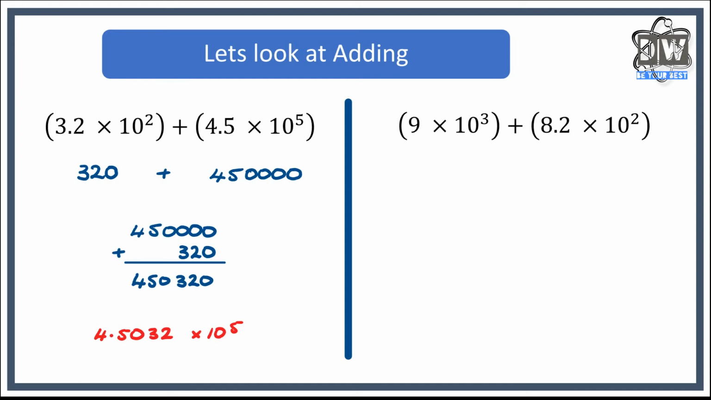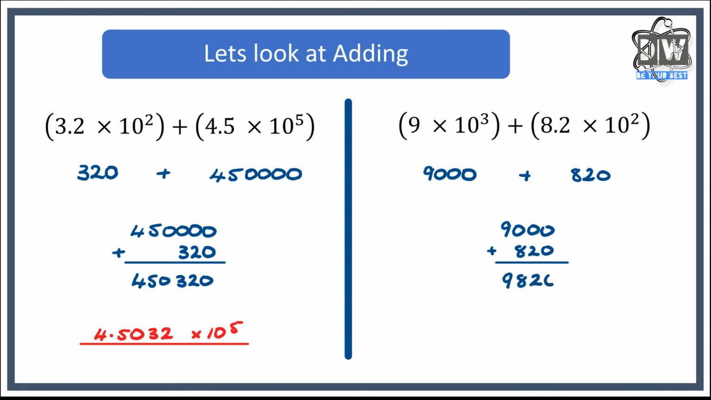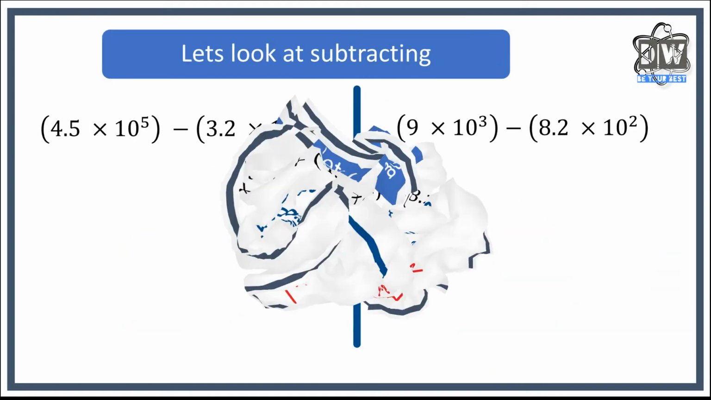Okay, so here we go. We're going to multiply the first part out, so we'd end up with 9,000. And we're going to add to that 820. 9,000 add 820 gives us 9,820. And we're going to put that back into standard form. So remember, the decimal place is going to go from here to 1, 2, 3 there. So our answer would be 9.82 times 10 to the power of 3. Underline it there.